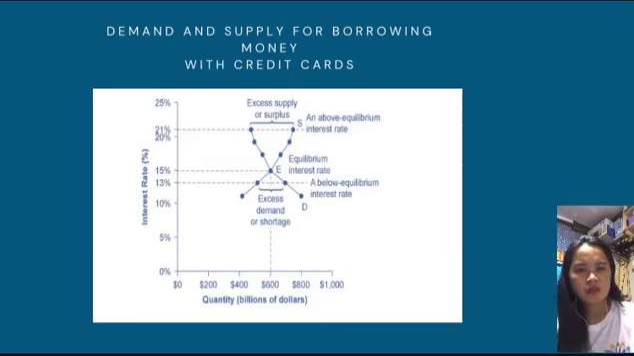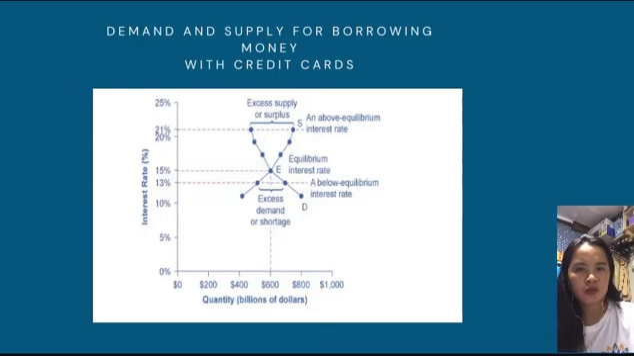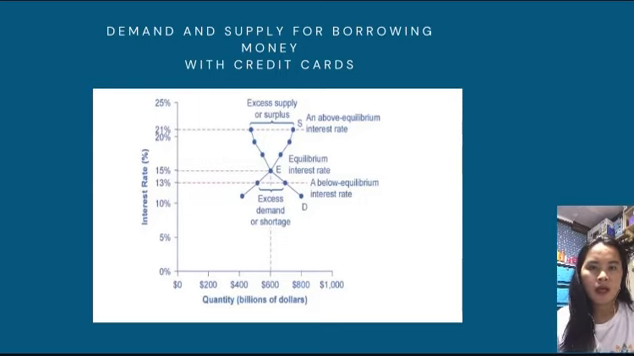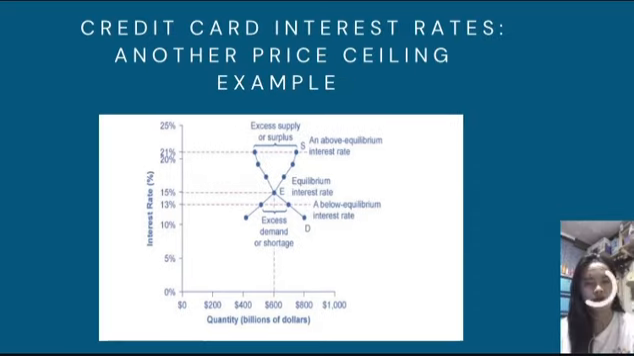At an above equilibrium interest rate like 21%, the quantity of financial capital supplied would increase to $750 billion, but the quantity demanded would decrease to $480 billion. At a below equilibrium interest rate like 13%, the quantity of financial capital demanded would increase to $700 billion, but the quantity of financial capital supplied would decrease to $510 billion.